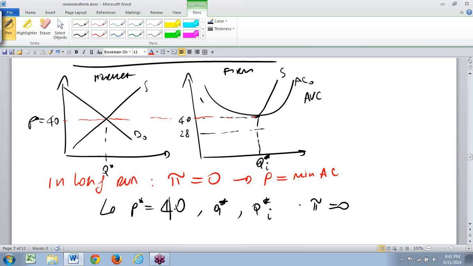Okay, so for now in part A, what they asked is what is the optimal price, what is the optimal quantity, and what is the profit in the long run equilibrium. So we know that in the long run equilibrium the profits must be equal to 0, so the price is equal to the minimum of the average cost. So we know that in the long run the price is equal to 40 and the profits are equal to 0. Okay, is it clear now, Elizabeth?